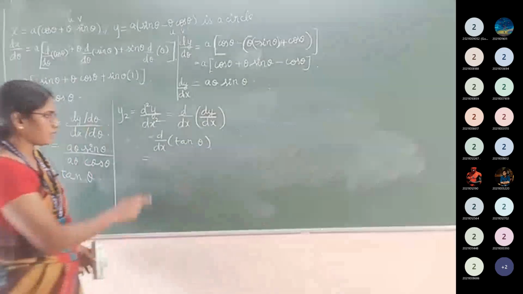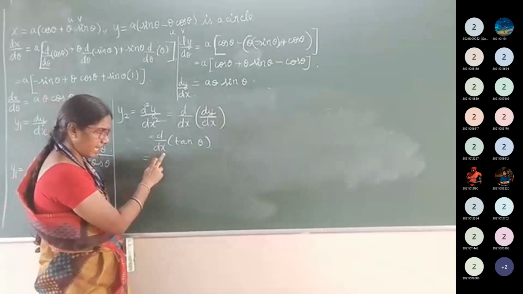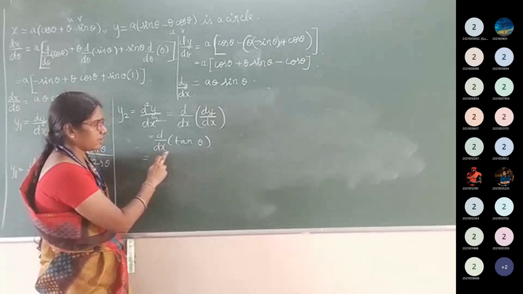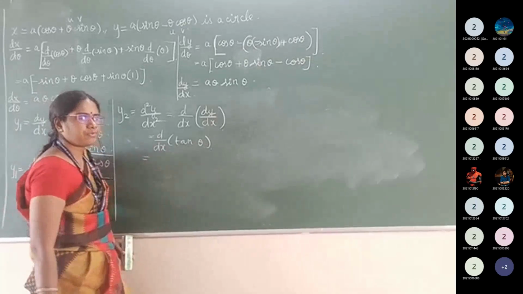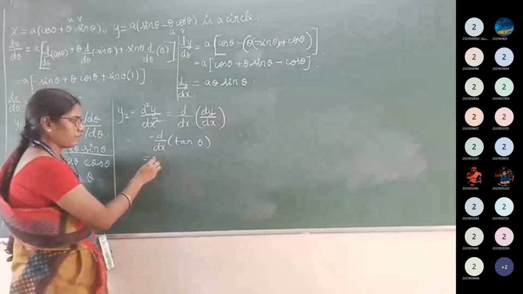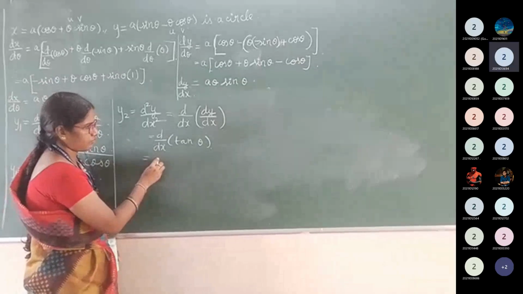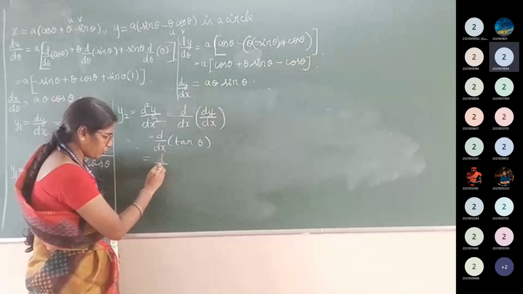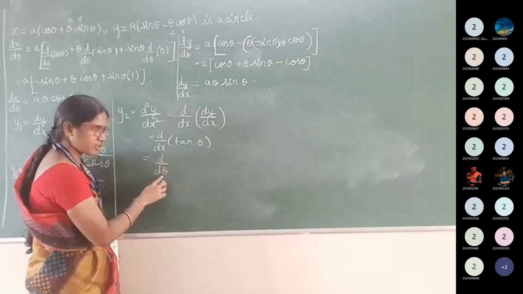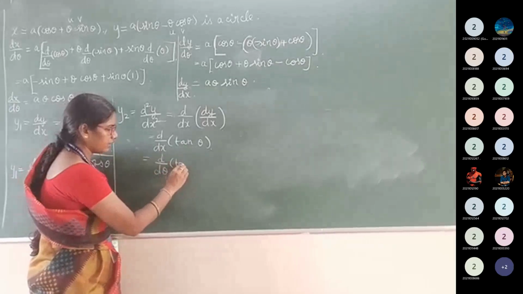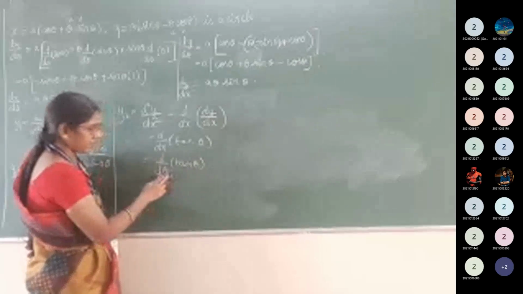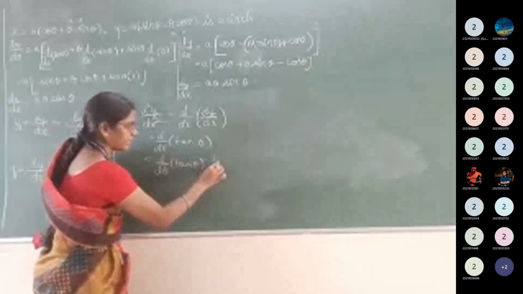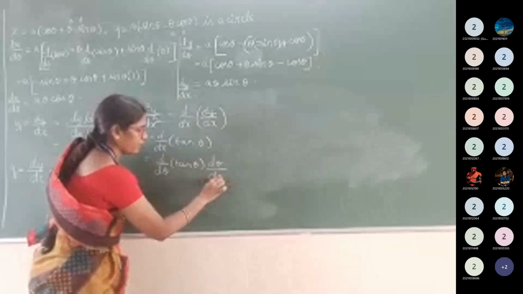How will you change this? The function is with theta, the differentiation is with x. So d by d theta of tan theta into d theta by dx. Now I have to use theta first. So first use theta, then of tan theta, then I'm differentiating theta with respect to x.